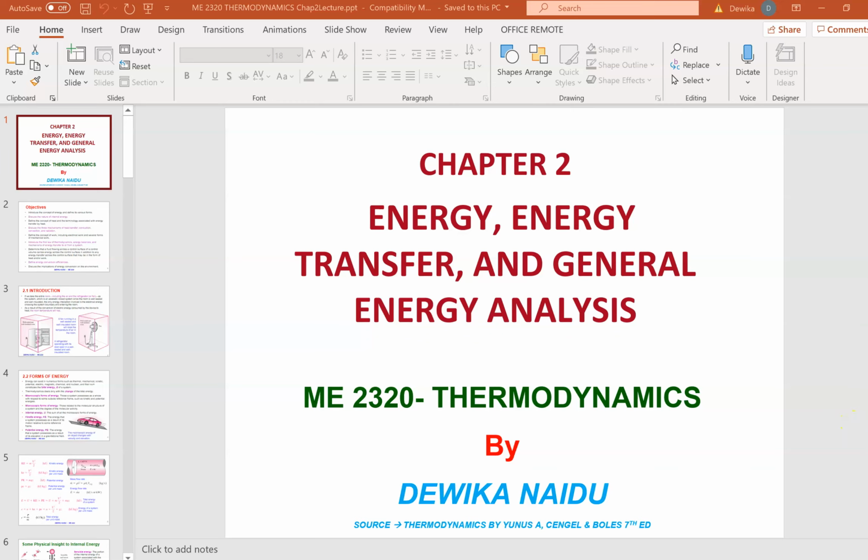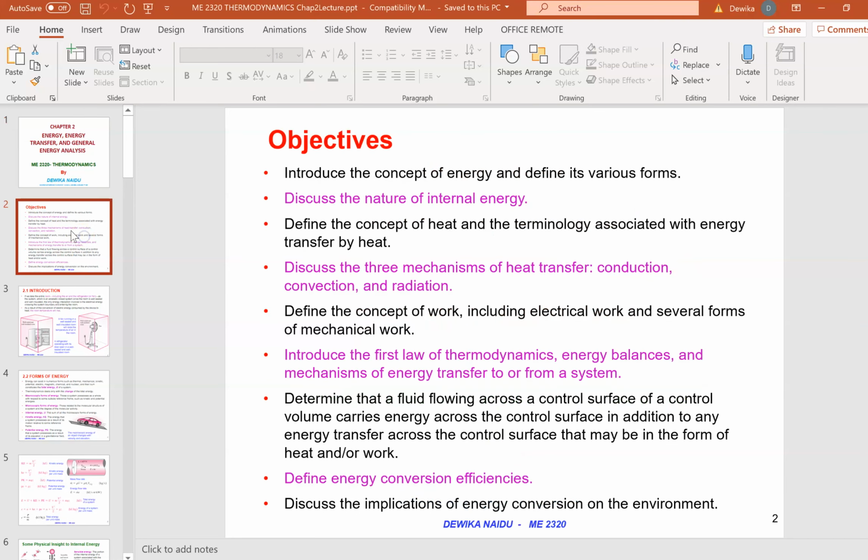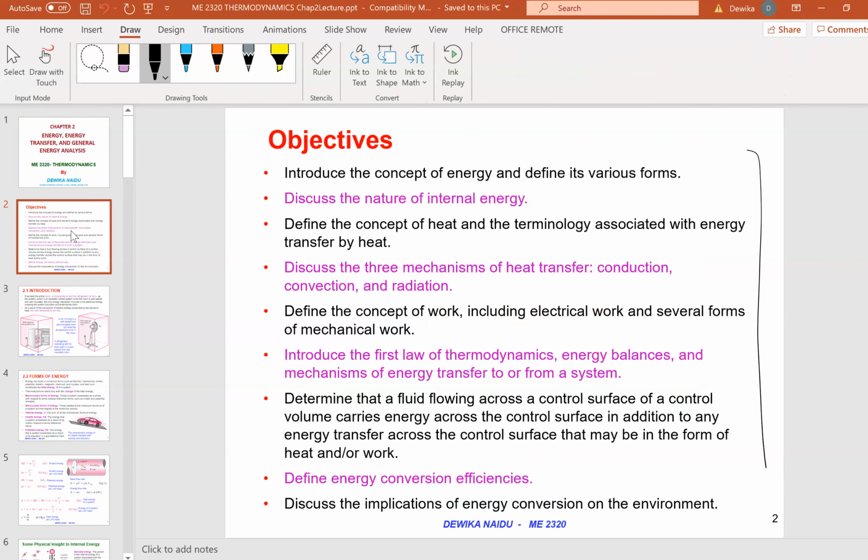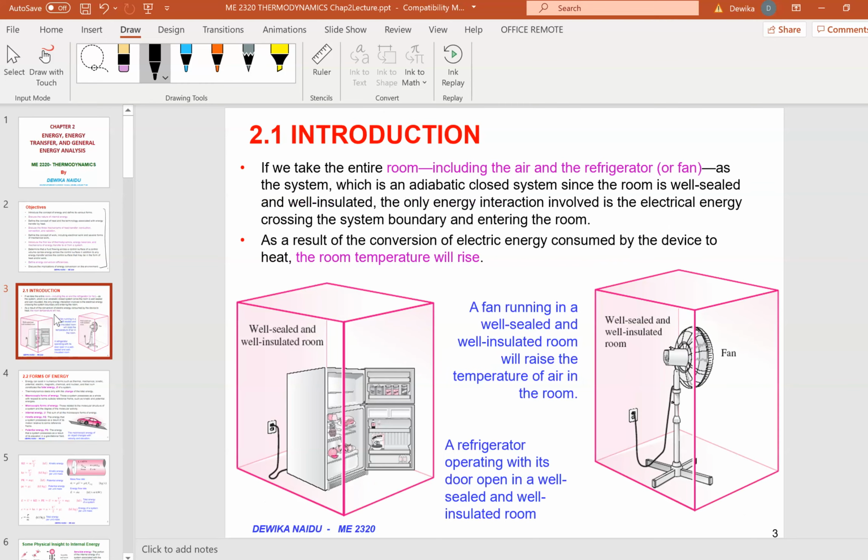Welcome to chapter 2, which is energy, energy transfer and general energy analysis. So the objectives, you can just go through the objectives. These are the objectives that you should be able to achieve at the end of this chapter. So the first video will be covering 2.1 and 2.2, where 2.1 is the introduction.